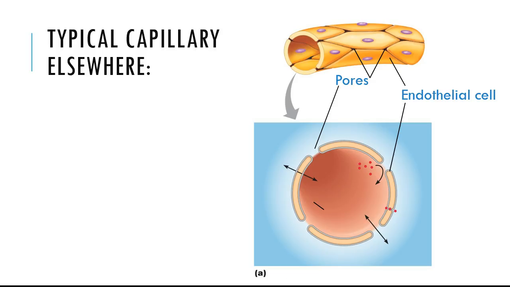And so what would be the difference here? More things are likely to diffuse. What kind of things are more likely to diffuse? Things that are a little bit larger, or hydrophilic. Assume your hydrophilic substances can just diffuse through the pore.